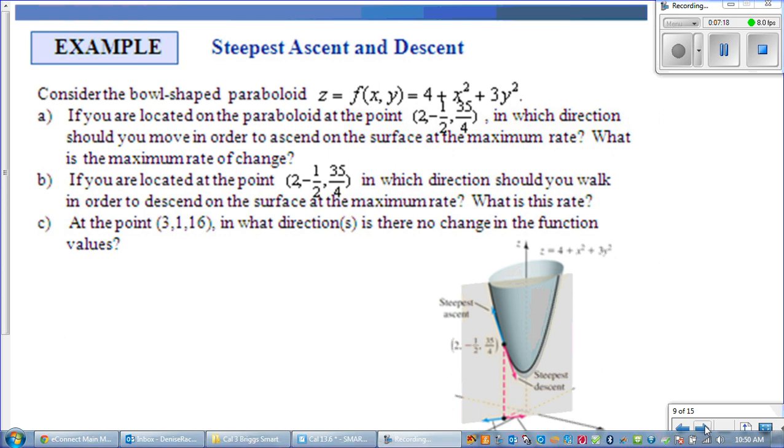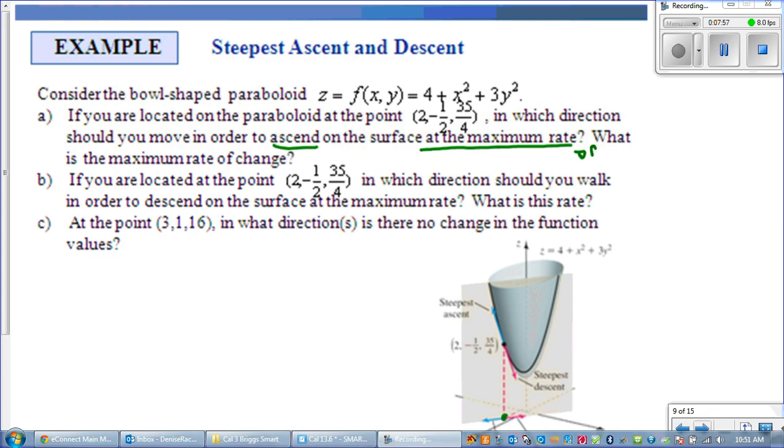Okay, consider this paraboloid. If you're located on the paraboloid at the point 2, -1/2, 35/4, so here's the 2, -1/2 down in the xy plane, in what direction should you move in order to ascend on the surface at the maximum rate? So we want to have the greatest directional derivative upward along that surface. So we want to figure out which direction we need to go from this point to go upward on the paraboloid the fastest. Okay, well, that path of greatest ascent is determined by the gradient.